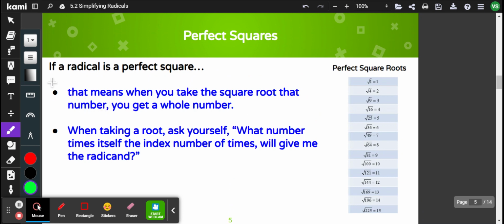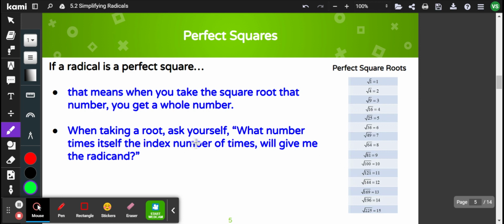Now, what are perfect squares? If a radicand is a perfect square, it means that when you take the square root of the number, you get a whole number. For instance, all these radicands here are perfect squares. 4 is a perfect square, 9. When you take the square root, you get a whole number, right?